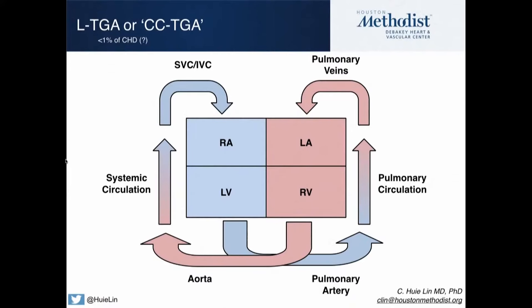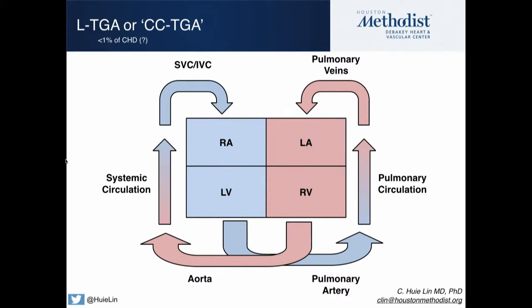Great. So hopefully one of you said this is L-transposition of the great arteries, which is also unfortunately commonly called congenitally corrected transposition of the great arteries, or CCTGA. In the literature, this is reported to be less than 1% of congenital heart disease. I put a question mark there because, as I'll talk about a little later, it can present as really asymptomatic and be an incidental finding. So I would argue that we don't truly know the prevalence of L-transposition of the great arteries.